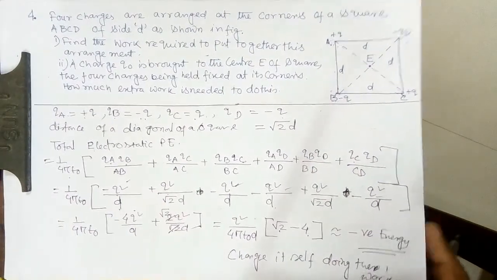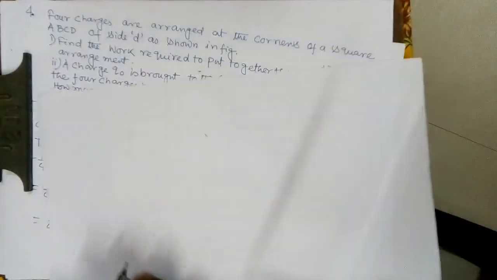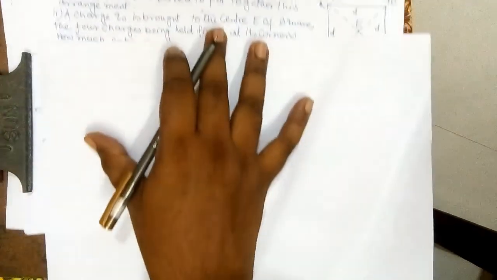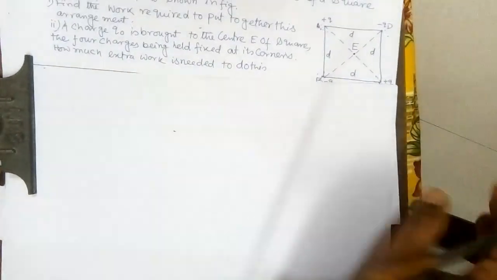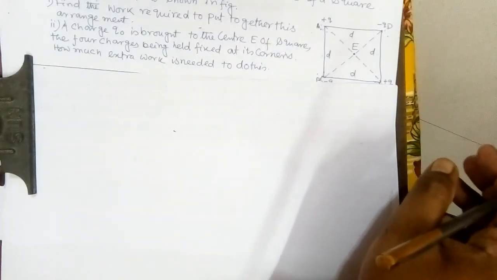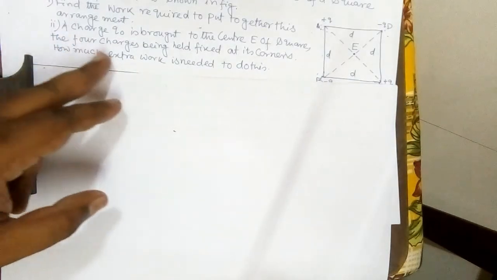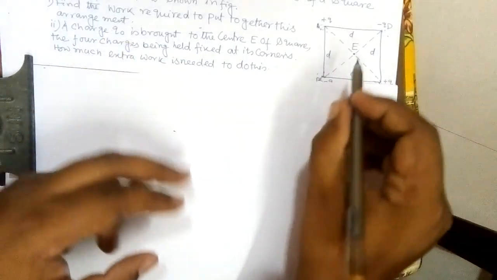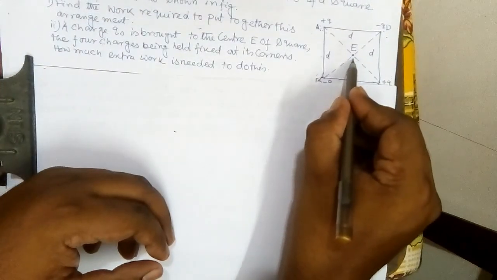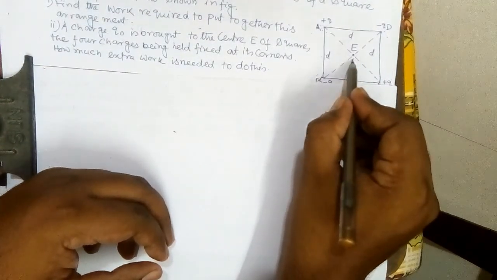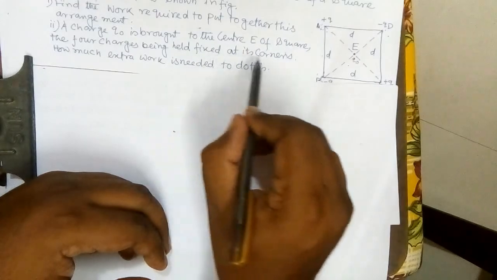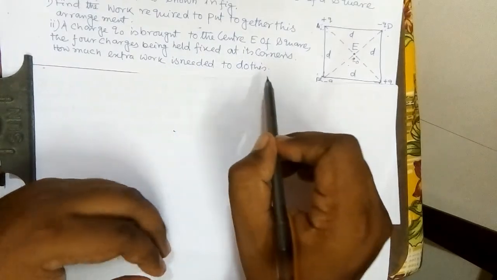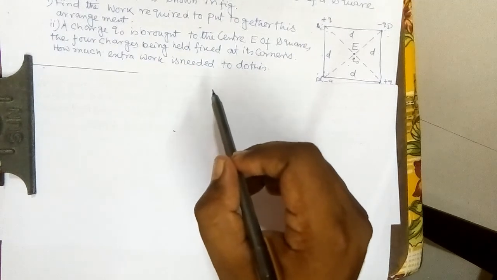Now there should be a second part also, so for that we have to take another page. So second part of the numerical, what tells us? It tells if a charge q naught, another charge q naught, you have to bring at the center of the square, means at point E. You have to take a charge q naught, one another charge q naught you have to put here, and how much extra work it needed to do, how much extra work you have to do.